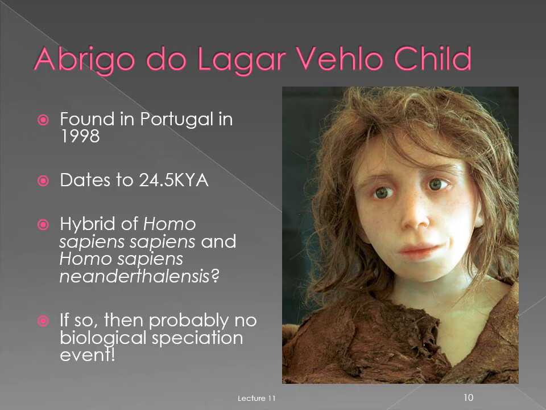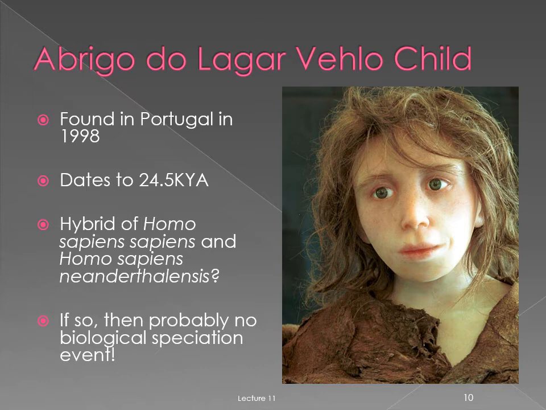On the other hand, in the years since, new finds have chipped away at the strong out of Africa model. The story is not as simple as Stringer and Andrews originally believed. One of the most interesting finds is the Abrigo do Lagar Velho child, found in Portugal in 1998 and dated to about 24,500 years ago. Erik Trinkaus, one of the foremost Neanderthal scholars, believes this 4-year-old child to be definite evidence of interbreeding between Neanderthals and Homo sapiens.